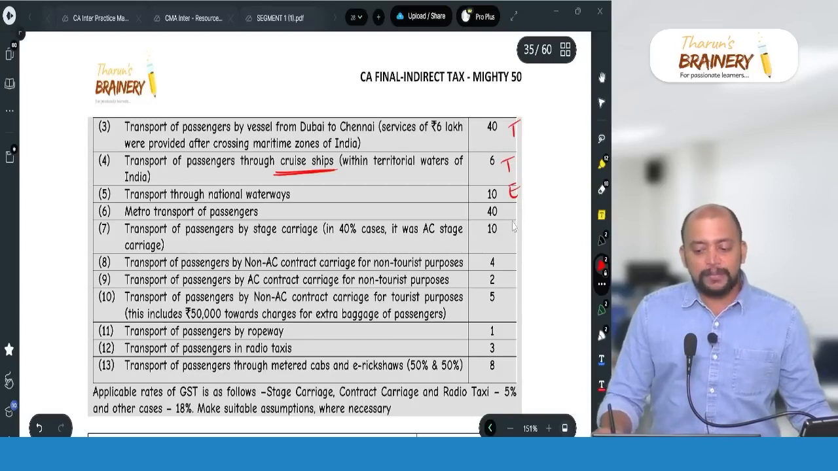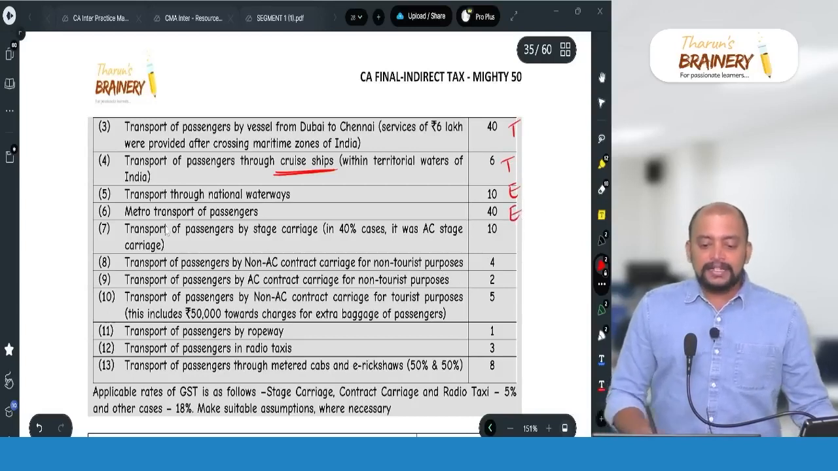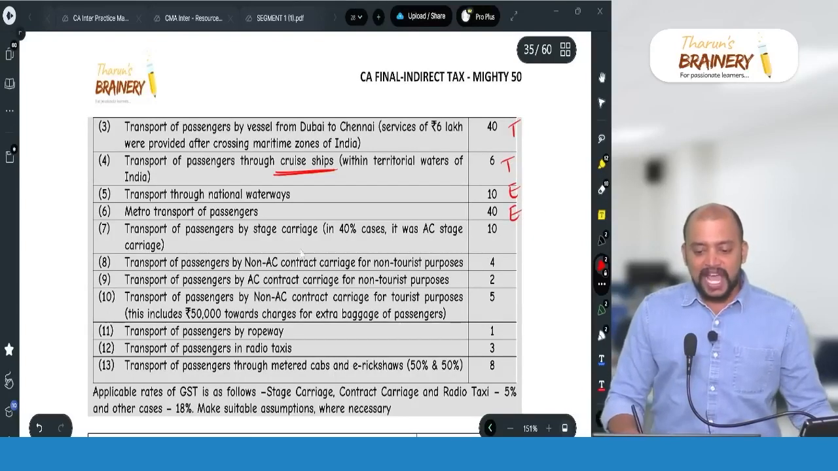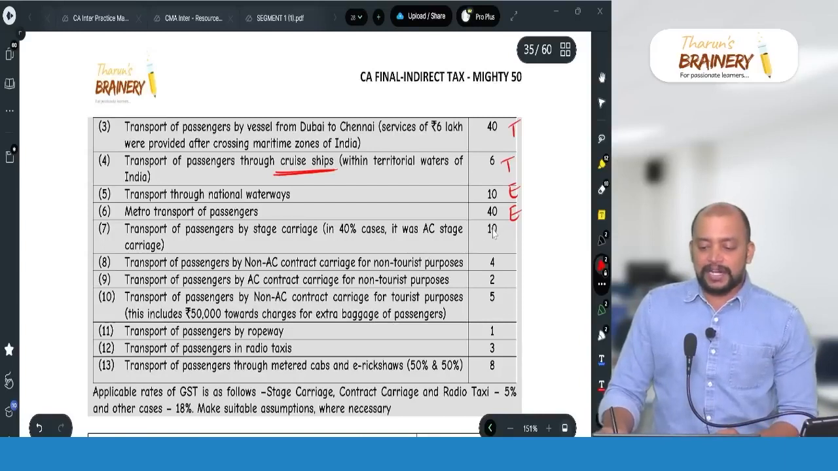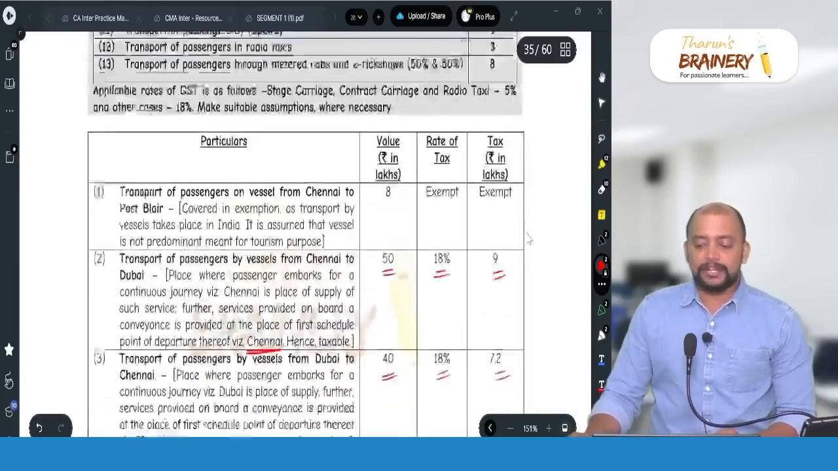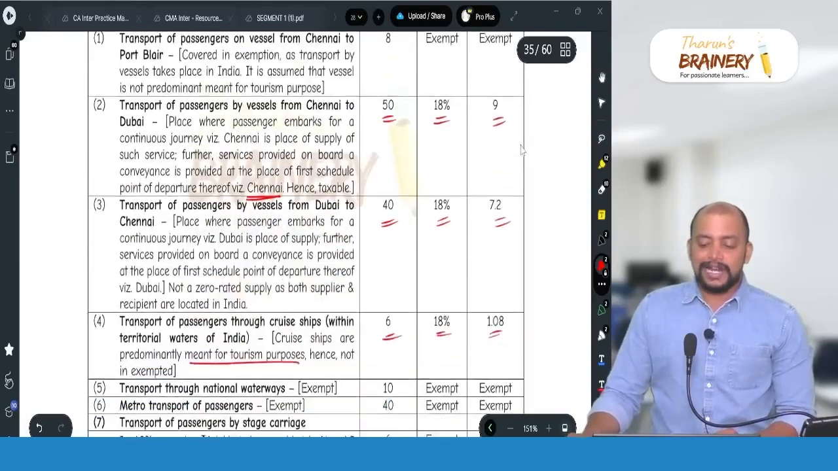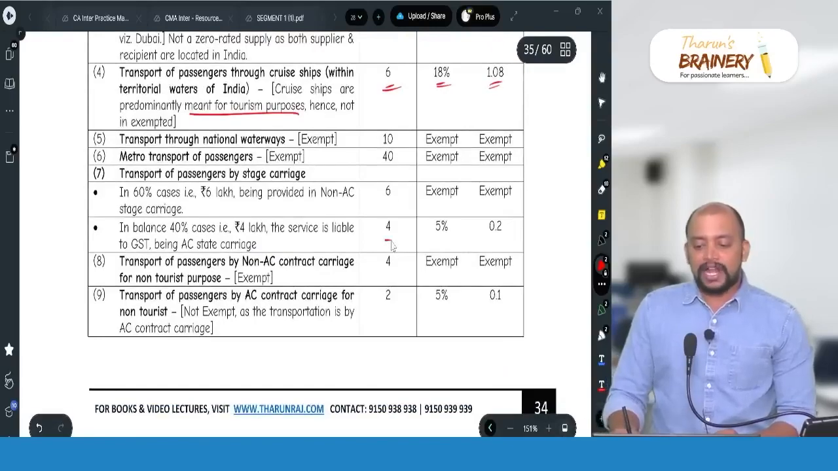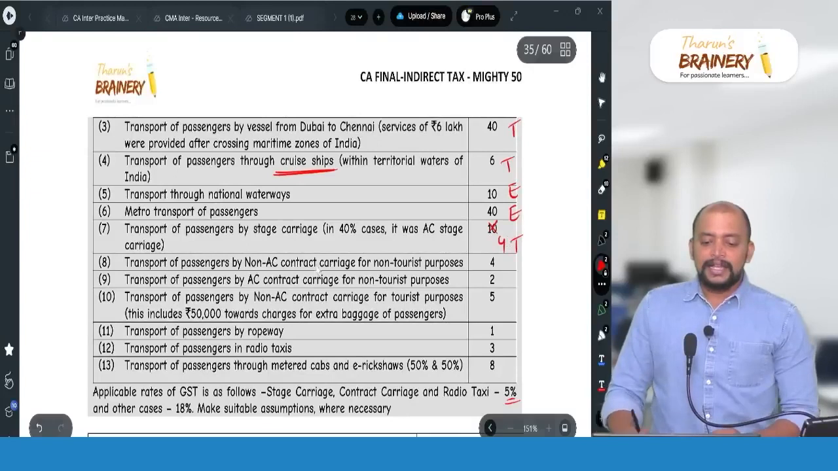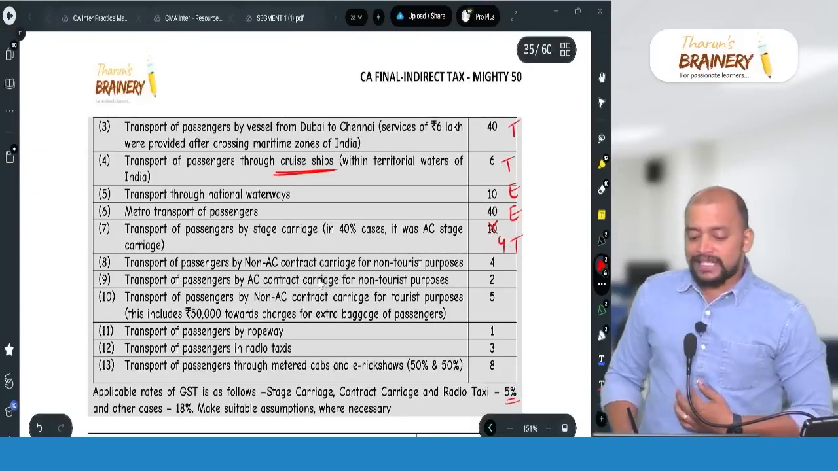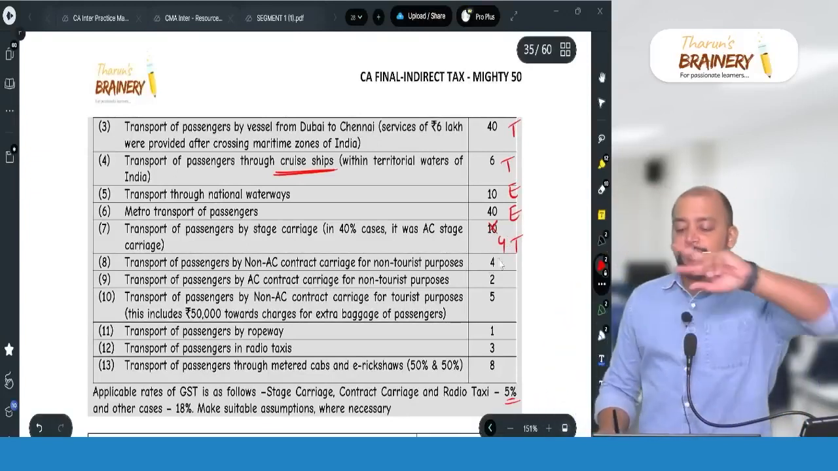Metro transportation of passenger exempted. Transportation of passengers by stage carriage, in 40% it was AC stage carriage. So 40% is taxable, 60% is exempted. So therefore in this only 4 lakhs is taxable. So 4 lakhs taxable, that was 5%, because the rate given is 5%. So 4 lakhs into 5%, 0.2. Then transportation of passengers by non-AC contract carriage for non-tourist purpose exempted.